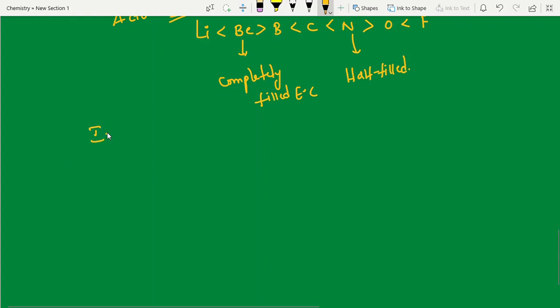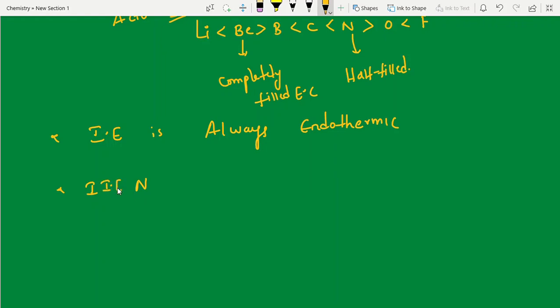Ionization energy, IE, is always an endothermic step. Always endothermic. And next one. What is this? The first ionization energy of nitrogen is less than oxygen.